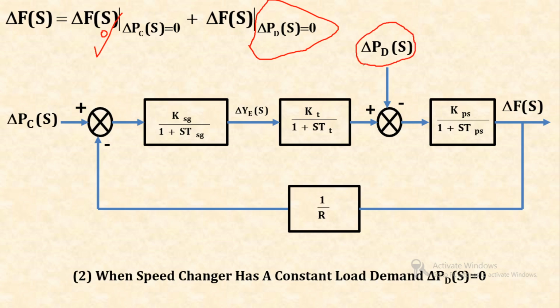So this is the second case, and in that case we have to find out the output delta F of S. If this signal has been removed, then this summing point is also removed, and this minus sign is also removed, because this minus sign is of delta PD of S. If the signal and summing point are removed, then we do not have to mention the plus sign over here. So our simplified block diagram will look like this.